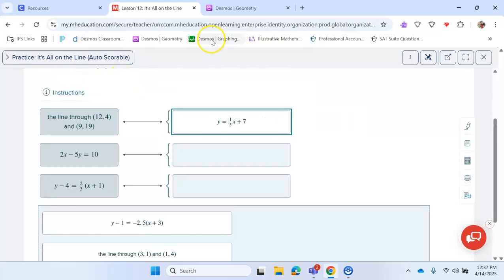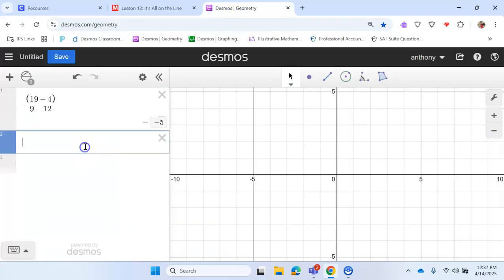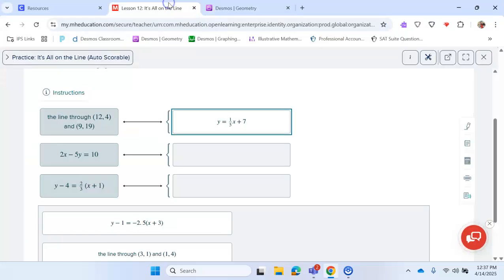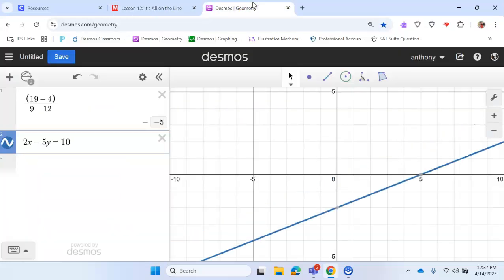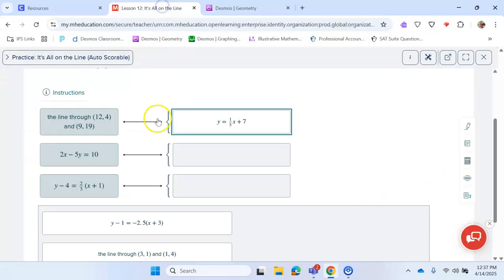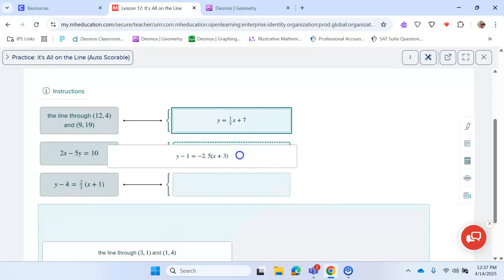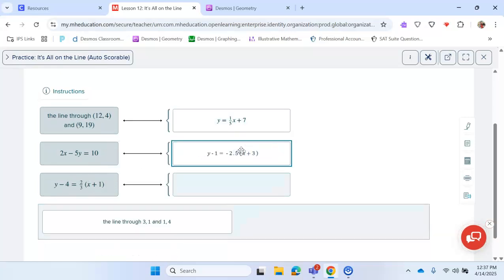The second line, 2x minus 5y equals 10. You can see it has a slope of 2/5. Its opposite reciprocal would be -5/2, which you can see is -2.5. This one has a slope of -2.5, or -5/2.